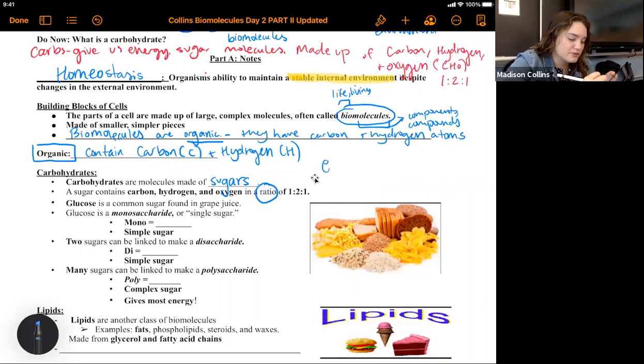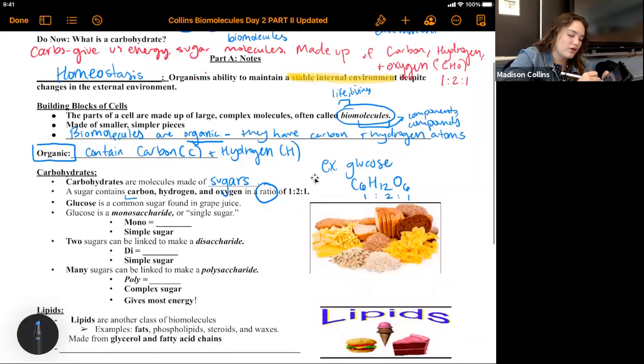It's a ratio, which means that it can be any multiplication of that form. So for example, we have glucose, which is C6H12O6. That's still a ratio of 1 to 2 to 1. But it has to be all 3 of these elements in that ratio of 1 to 2 to 1 in order to be considered a carbohydrate. All right, I just told you glucose is a common sugar found in grape juice, or really any sugary substance is probably going to have glucose in it. In fact, like if you're drinking any sodas, you might look on the back label and see like there's glucose or fructose, right? Those are all going to be examples of sugars.